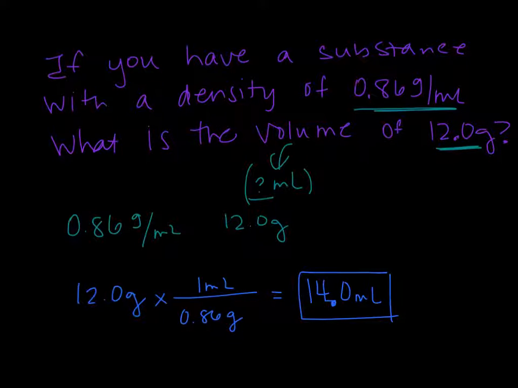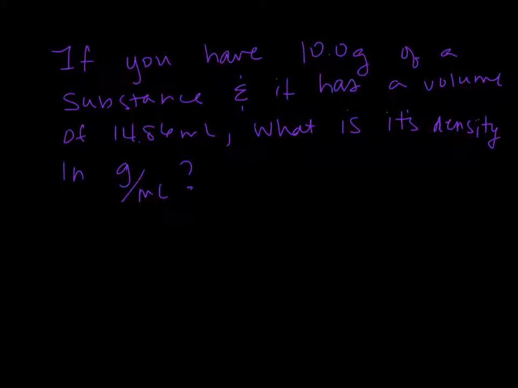Okay, let's do some more. This one, if you have 10 grams of a substance and it has a volume of 14.86 milliliters, what is its density in grams per milliliter? So this one's a little bit different than the last two. I'm given 10 grams and 14.86 milliliters.